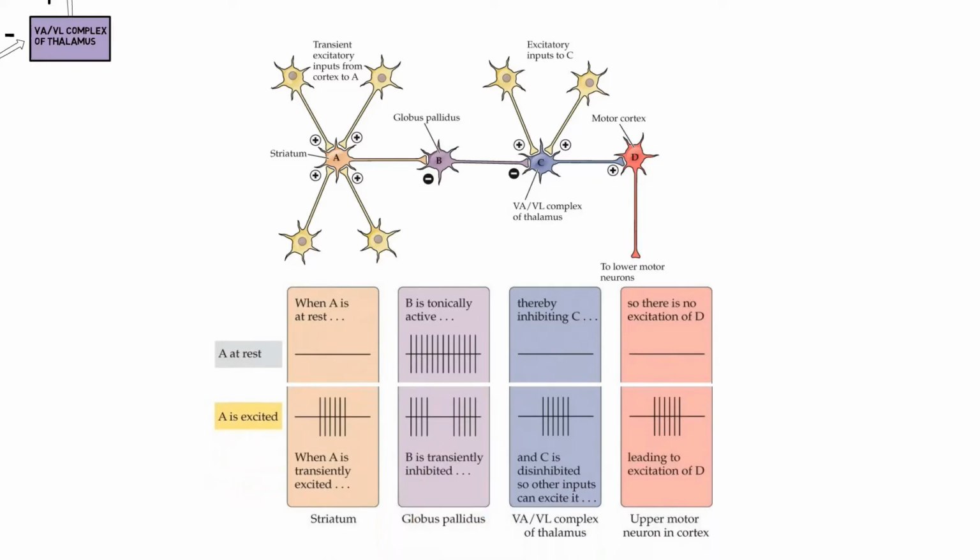When the striatum is active or excited, the striatum sends transient inhibitory signals to the globus pallidus, shutting down the tonically active inhibitory signal to the VA and VL complex for a short time. This allows the VA and VL complex to send its excitatory signal to the motor cortex. Remember, inhibiting an inhibitor will release the activity of the neuron downstream.